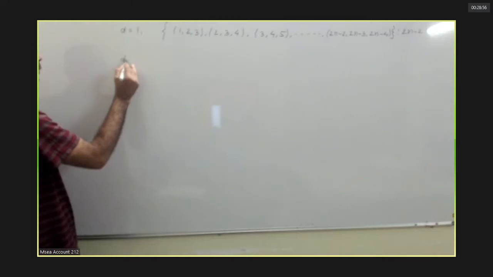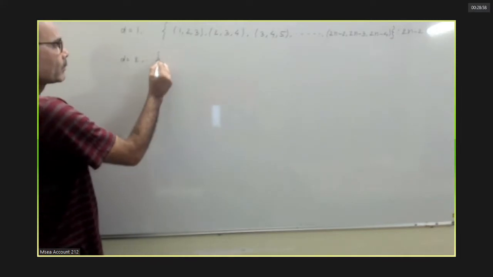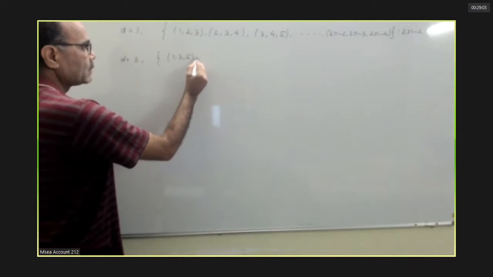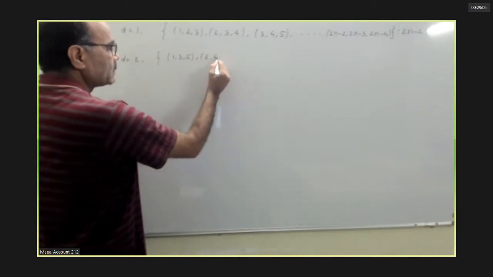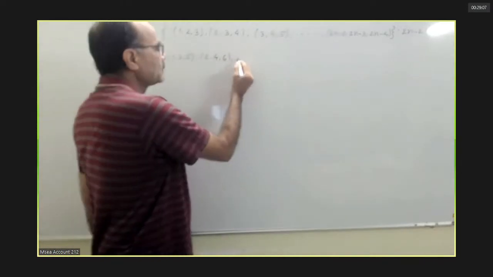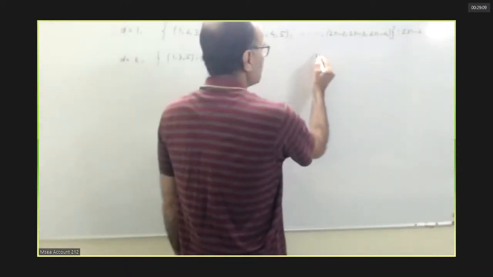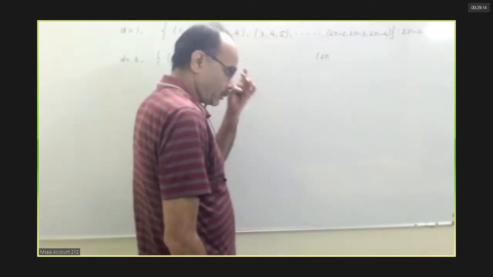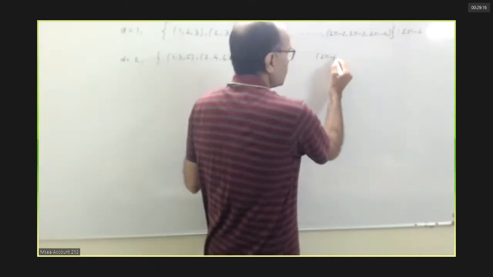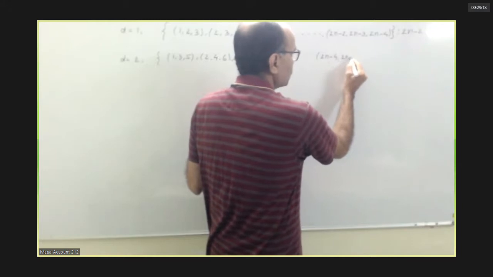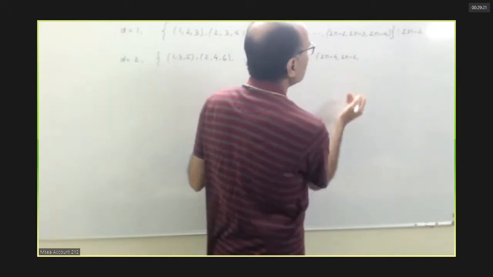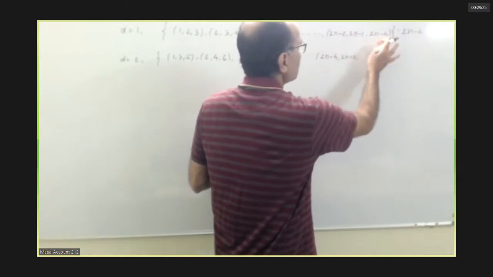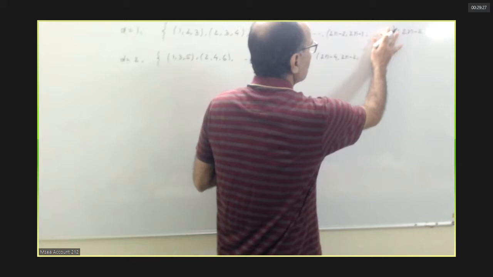With common difference 2: 1, 3, 5; 2, 4, 6; and so on up to 2n minus 4, 2n minus 2, 2n minus 1, 2n.